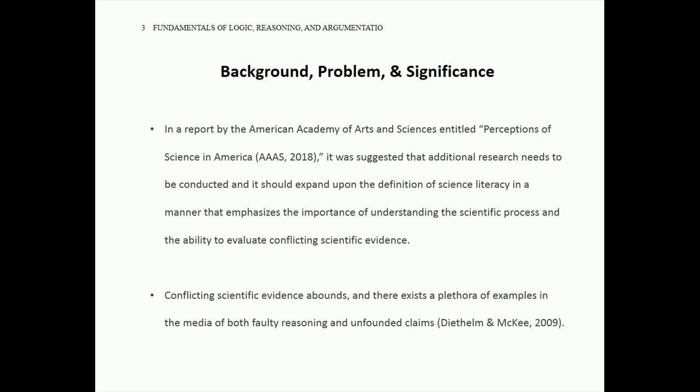In a report by the American Academy of Arts and Sciences entitled Perceptions of Science in America, 2018, it was suggested that additional research needs to be conducted and it should expand upon the definition of science literacy in a manner that emphasizes the importance of understanding the scientific process and the ability to evaluate conflicting scientific evidence. Conflicting scientific evidence abounds, and there exists a plethora of examples in the media of both faulty reasoning and unfounded claims. Diethelm and McKee, 2009. Background, problem, and significance.